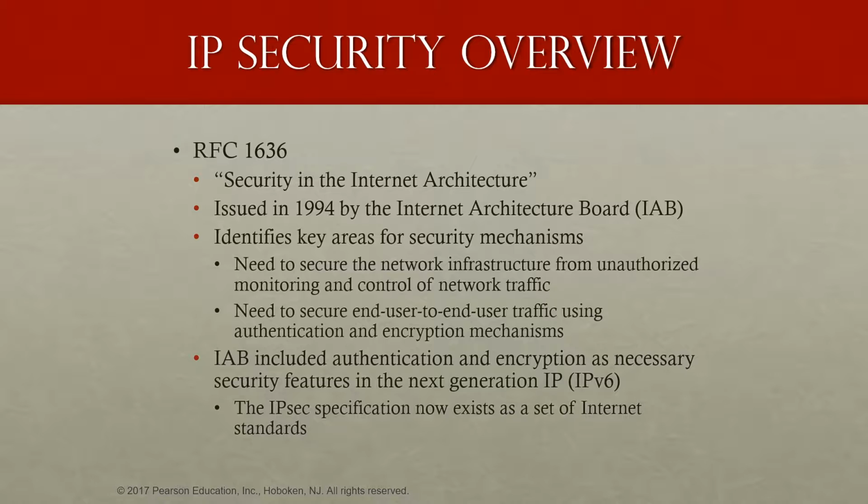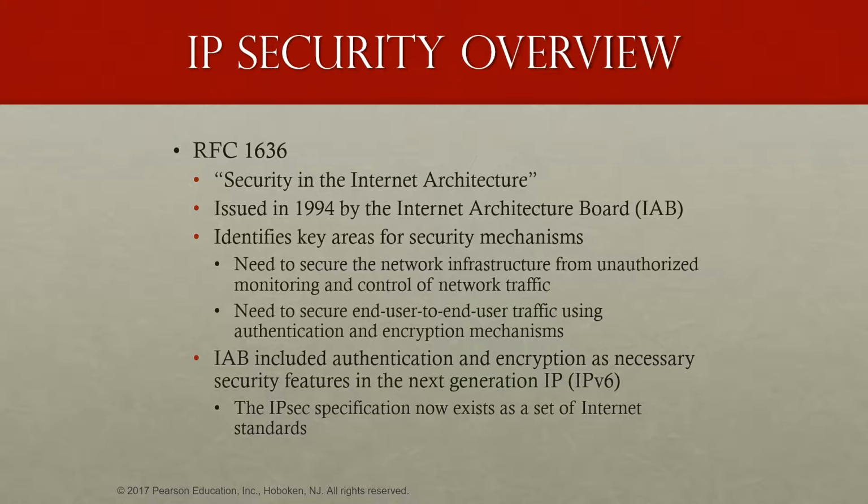In 1994, the Internet Architecture Board, IAB, issued a report titled Security in the Internet Architecture, RFC 1636. The report identified key areas for security mechanisms. Among these were the need to secure the network infrastructure from unauthorized monitoring and control of network traffic, and the need to secure end-user to end-user traffic using authentication and encryption mechanisms.